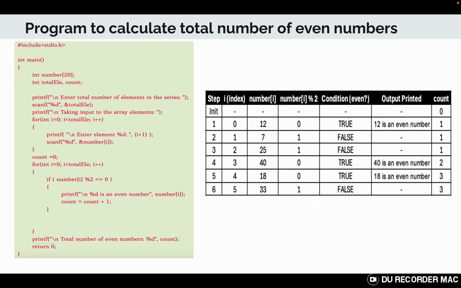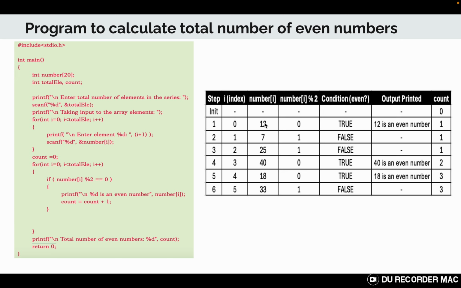This is the same kind of thing that we did in the previous program where we were printing the even numbers, but the only change is that instead of printing the even numbers, here we need the count of even numbers. The problem statement is a little different here. Earlier we were just printing the even numbers, but here we need to give the count.